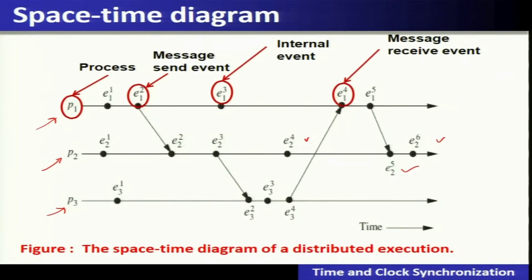So, as we mentioned in the previous slide, for process 1, event 1 is an internal event, whereas for process 1, event 2 is the send of a message, an action event which will send a message to process 2.